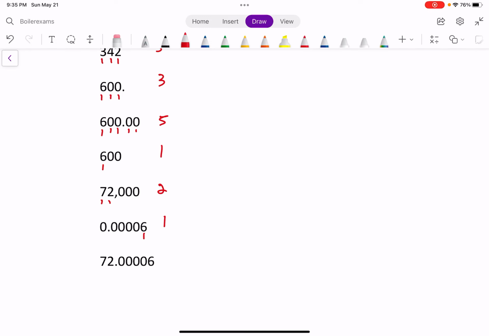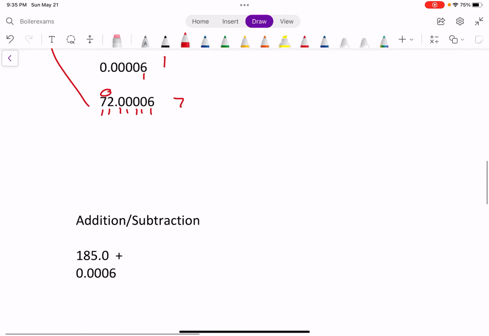Now, similar to what we saw up above on this example, we have the 7, we have the 2, we have the 6, and these zeros are also going to be significant because they're sandwiched between. We have a non-zero number on the left. So what is that? That's 7 sig figs.